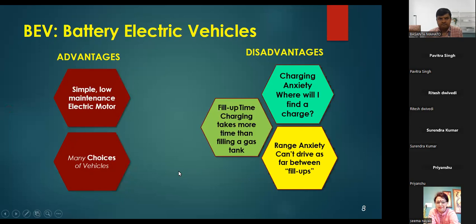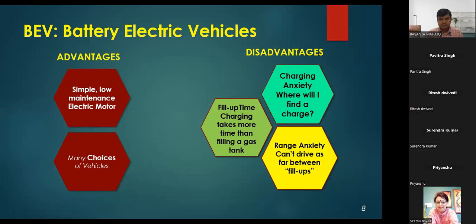And there are advantages and disadvantages of this electric vehicle. A simple, low maintenance electric motor is used in this vehicle, and many choices of vehicles are available in the market. So various models of different companies are available, like Tesla, etc.